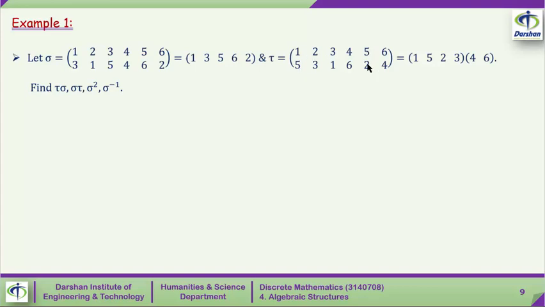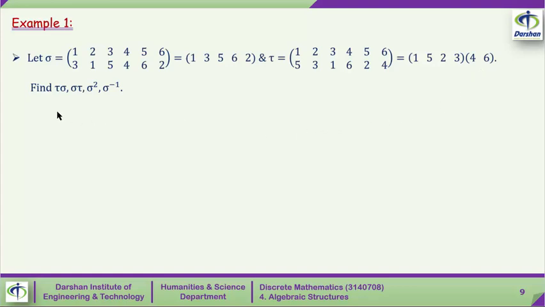Then 5 goes to 2. Then 2 goes to 3. Then 3 goes to 1. So it is written as (1, 5, 2, 3). Now 4 goes to 6 and 6 goes to 4, so it is written as the second cycle (4, 6). So 4 goes to 6.